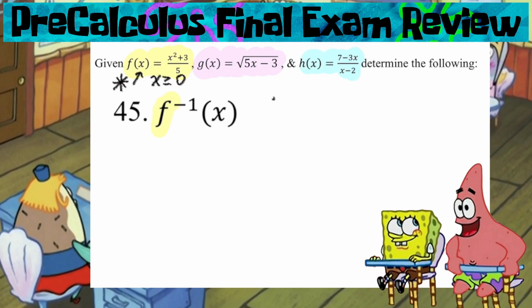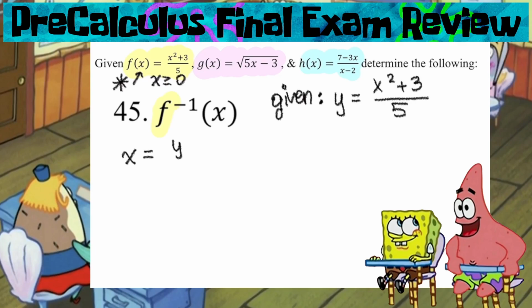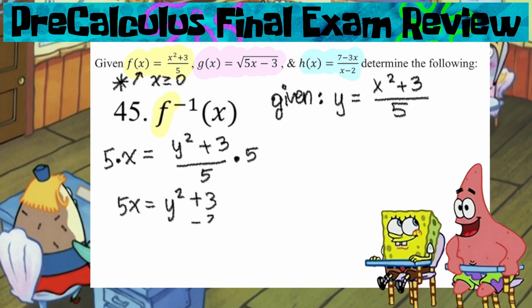I'm given y equals, I'm just rewriting it, x squared plus 3 over 5. So now I'm going to start my work. I'm going to switch it to x equals y squared plus 3 over 5. I want to get y alone. Multiply both sides by 5: 5x equals y squared plus 3. Subtract 3 from each side: 5x minus 3 equals y squared.